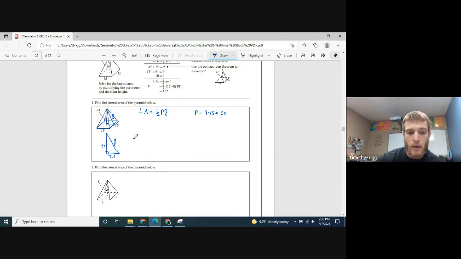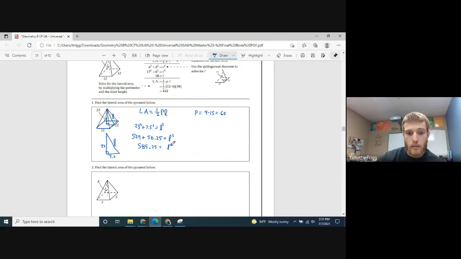So now we want to use our Pythagorean theorem. A squared plus B squared equals C squared. So 23 squared plus 7.5 squared equals the slant length squared. So 23 squared, that's 529, plus 7.5 squared, that's 56.25, equals L squared. Add these two together. That's 585.25 equals L squared.